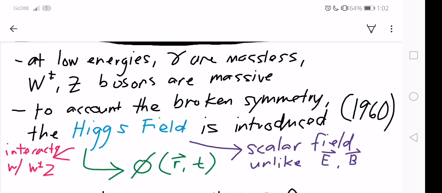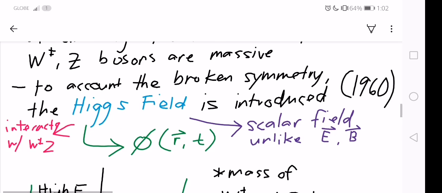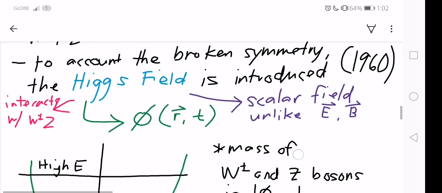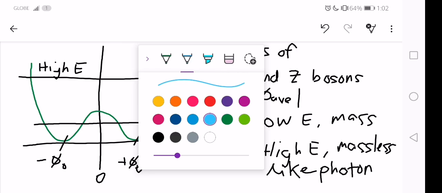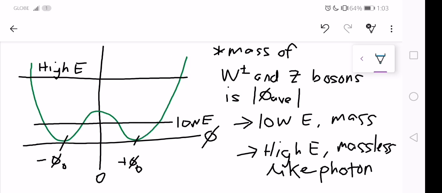So it was first introduced in the 1960s, and so let's assign the Higgs field as this function phi as a function of position r and time. So say in this graph, in the x-axis, you have the value for the Higgs field, phi. So the Higgs field oscillates from minus phi naught to positive phi naught. And say we have our W and Z bosons at low energies. So at low energies, they should be sitting around somewhere here or here.